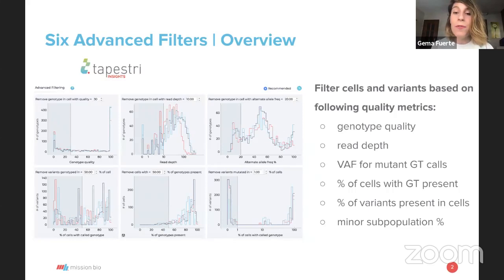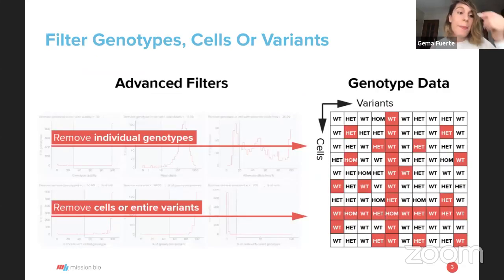So before I move on to explain the filters individually, I just want to highlight that these are 2 types of filters. So the first 3, 1, 2, and 3, are cell filters, and they remove individual genotypes. So it is what is depicted here in red as single squares. This is what a loom file would look like, if you wish, like a matrix where all your cells are columns and your variants are rows. So if you modify any of these filters 1, 2, or 3, you will be removing individual genotypes.